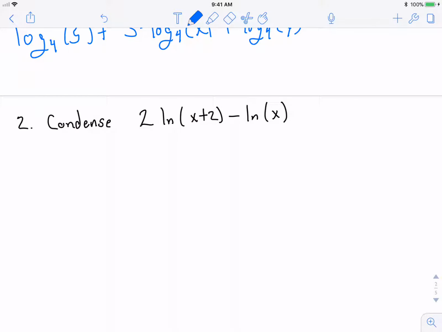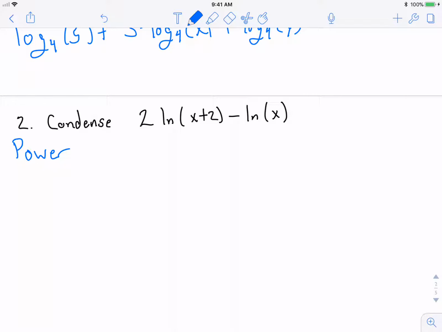Now we have 2 logs, and we want to condense them together, and then we can look at what the quotient is on the inside and understand it a little bit better. When we're condensing, we go in reverse order. We start with the power property, and once we've pulled all our exponents inside, then we'll use the product and quotient to squish everything down.